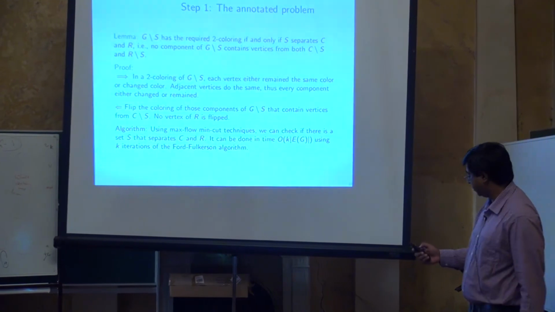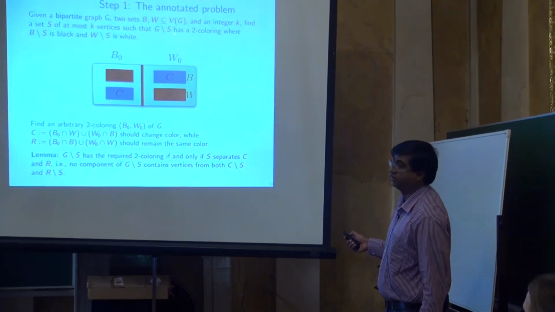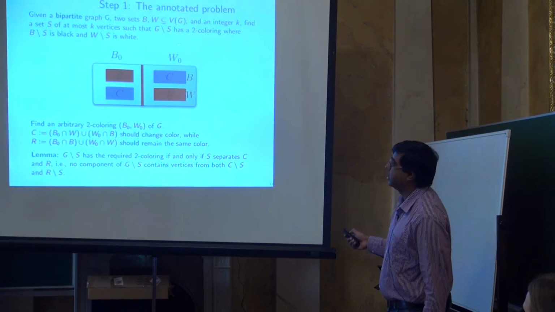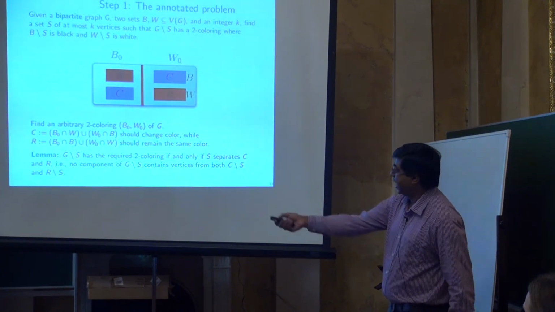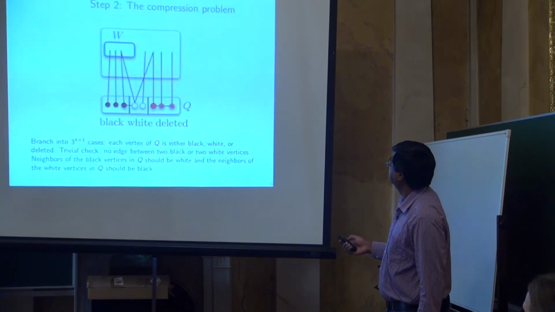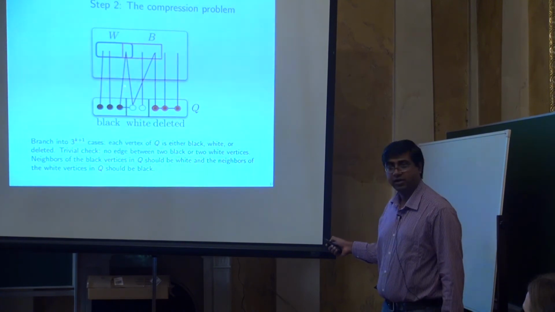This is what our annotated problem was. You are given a bipartite graph, two sets, an integer k, and a set Q of at most k vertices. You are looking for this such that this happens. Right? Now, I have a bipartite graph here. Right? This is a bipartite graph, because G minus Q is bipartite.